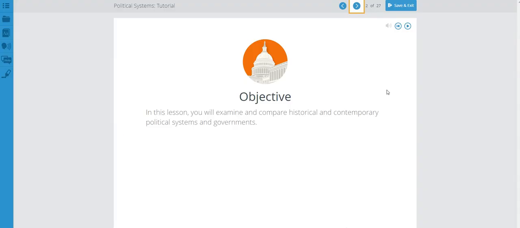Our objective for this political system tutorial is that we will examine and compare historical and contemporary political systems and governments. Again, make sure that you stay focused on this objective because the questions that you will be answering will be having to do with this particular objective.